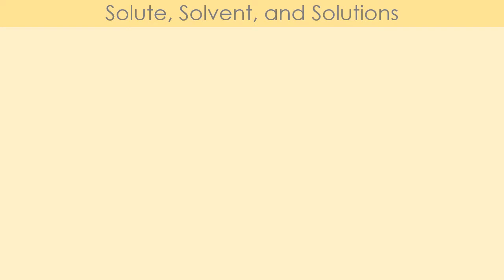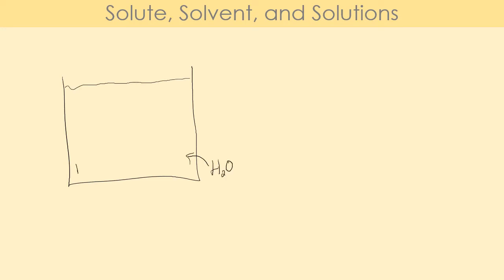So first off, we're going to have a look at some of these key words and what they mean. We've got the word solute, solvent, and solution. Now I'm going to draw a beaker again, and inside it I've got water. I've just got pure water. So we've got water, which is H2O. Let's draw some H2O in there so we know that it's H2O.